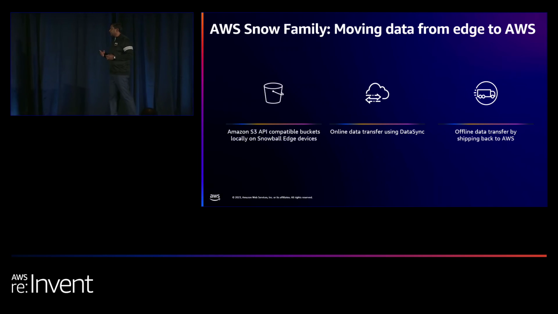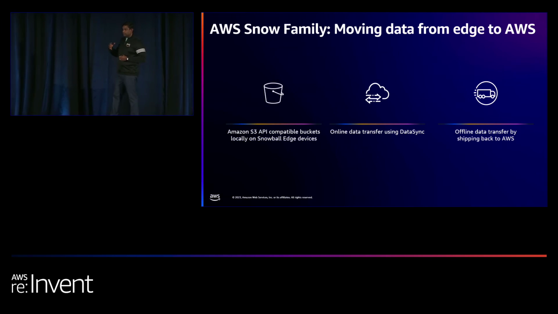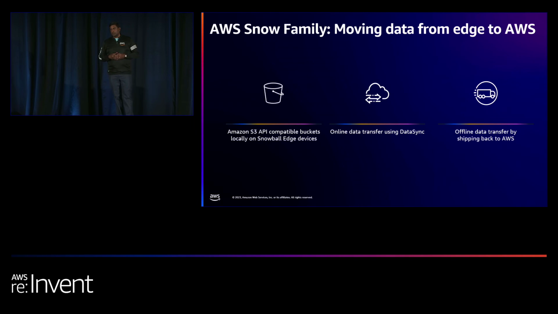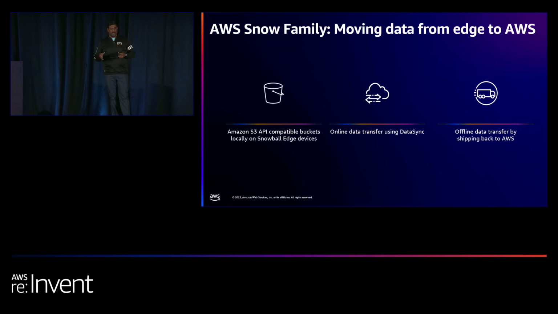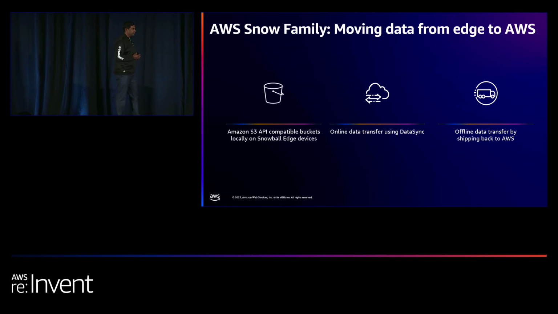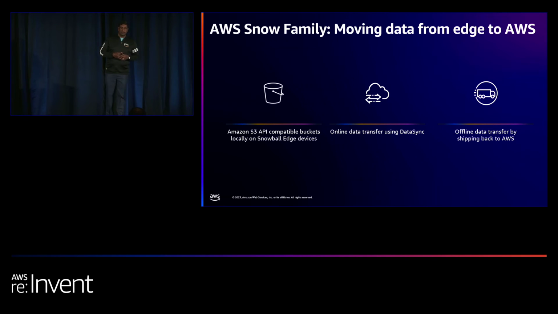And I kind of touched upon this earlier. With AWS DataSync supported on the Snow device, when you have connectivity, you can move data between the region and the Snow device at the edge. Either you can import data from the Snow device at the edge to AWS, or export data down from the AWS region to the Snow device.